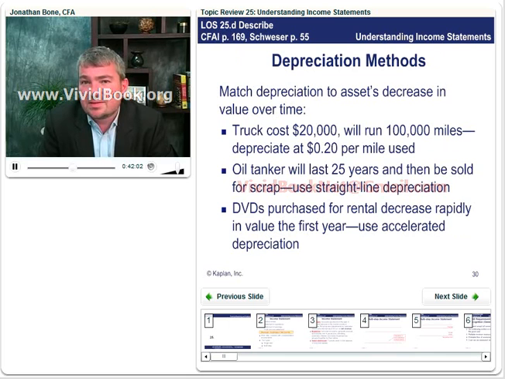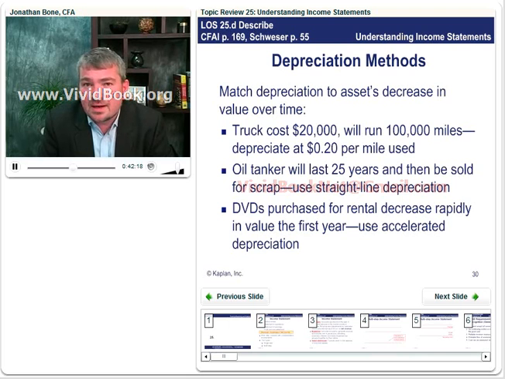So $20,000 divided by 100,000 miles gives you 20 cents. So therefore you should depreciate it by 20 cents per mile used, reduce the value of the asset in the balance sheet, and put that depreciation in your income statement as an expense.